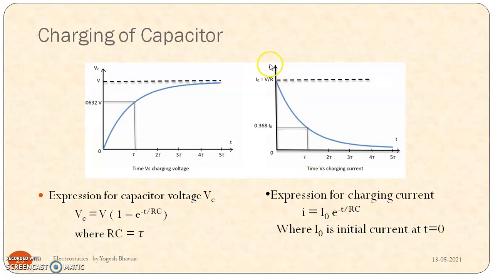So let us see the current I versus the time. The same process is there for plotting the graph. The expression for the charging current is given by I is equal to I0 e raised to minus t by RC, where I0 is the initial current at t equal to 0. It will be V by R. So here again we put t equal to tau, and we get the value 0.368 times I0. So this is 36.8% at tau.